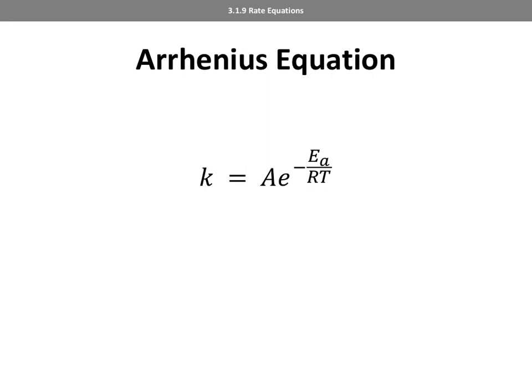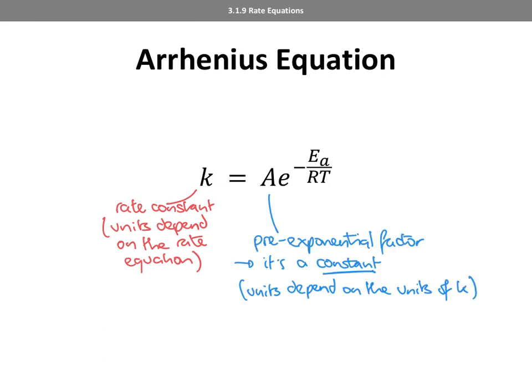So we obviously know what k is. k is the rate constant, and its units depend on the rate equation, but of course, it will always include seconds to the -1. A is known as the pre-exponential factor. All you need to remember is that it's a constant, and its units will depend on k. e is an irrational number like pi. It features a lot in science and in maths. You just need to be familiar with it as a button on your calculator.